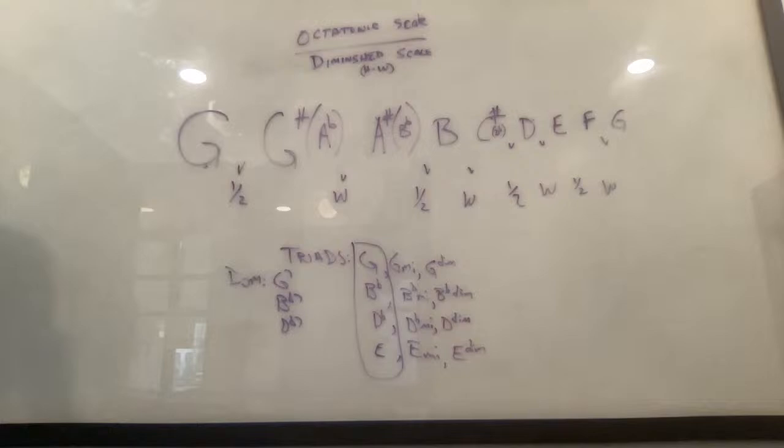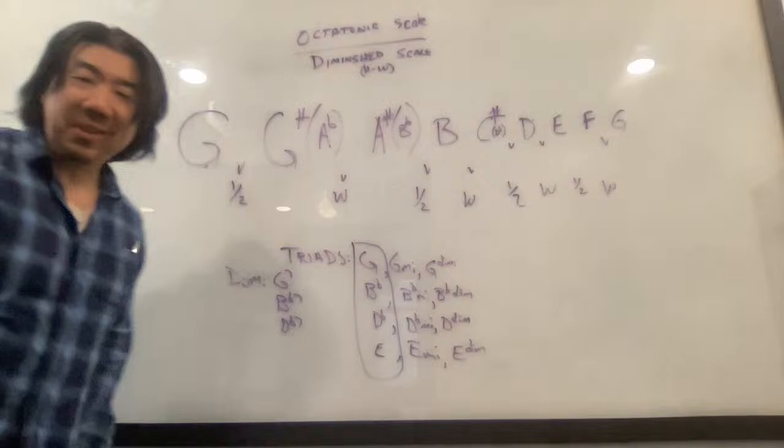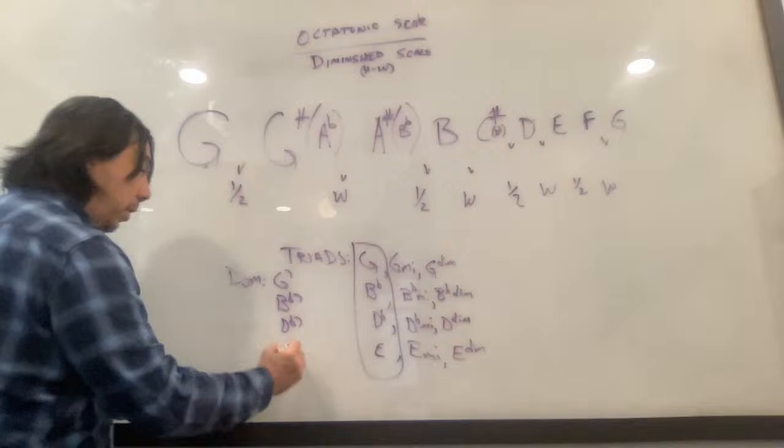So D flat 7, we got the D flat, the F, A flat, and the B, which is C flat. Bam. There's a D flat 7. Okay, let's go on. One more. Is there an E7 chord? Well, my question to you, Virginia, spell me an E7 chord.